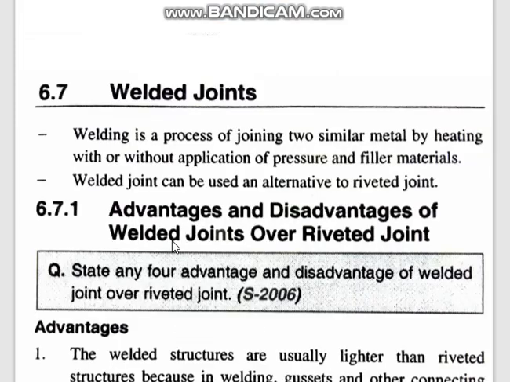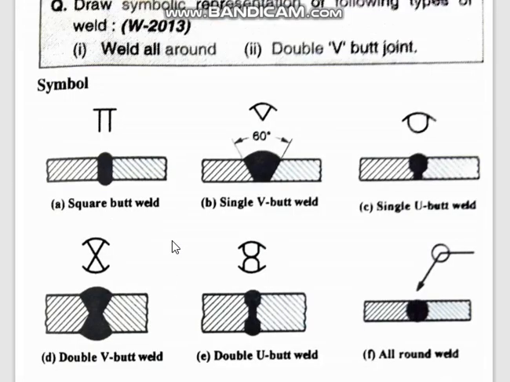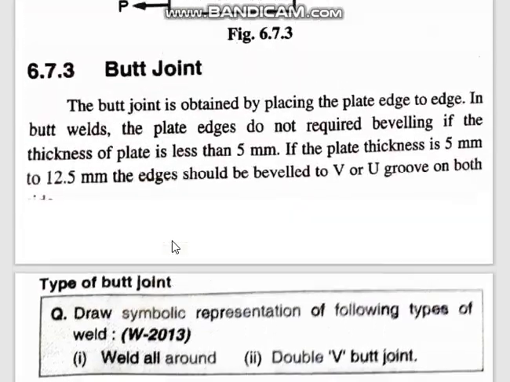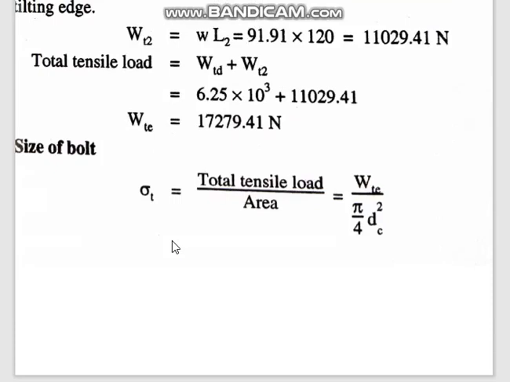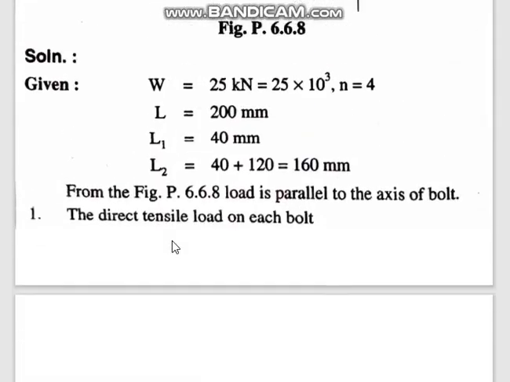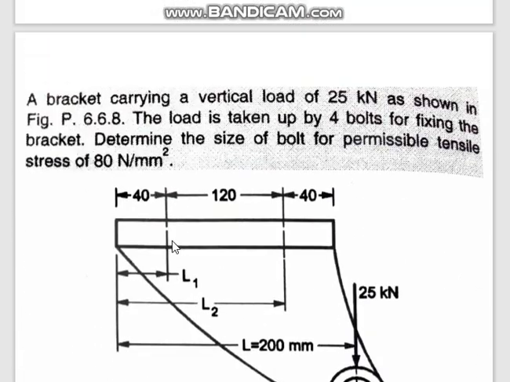Okay, now let us consider another problem. One minute, I will come to that place. Yes. See, the bracket is carrying a vertical load of 25 kilonewtons, as shown in the figure. The figure also is given. The load is taken by 4 bolts.